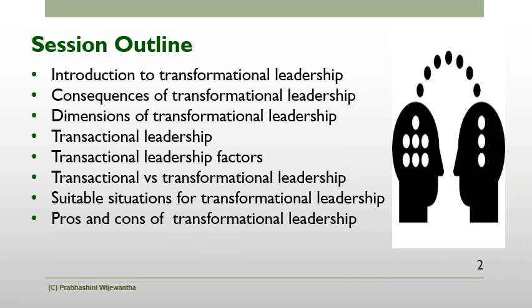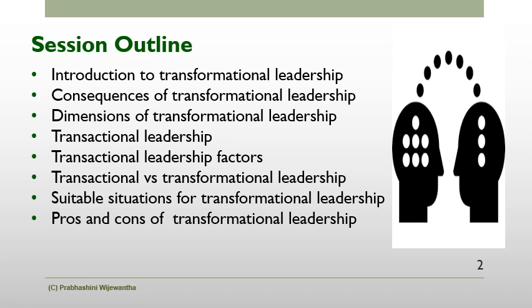So these are the areas that will be covered under this topic. First, I will explain what transformational leadership is, with a brief introduction to the concept. Then we will identify the importance of having a transformational leader in an organization, or basically the consequences of transformational leadership. What are the outcomes that an organization would be able to achieve as a result of having a transformational leader in an organization? That is what is discussed under the consequences of transformational leadership.